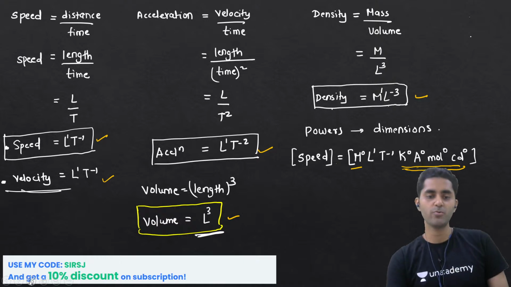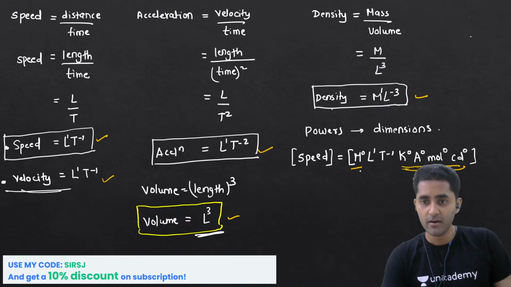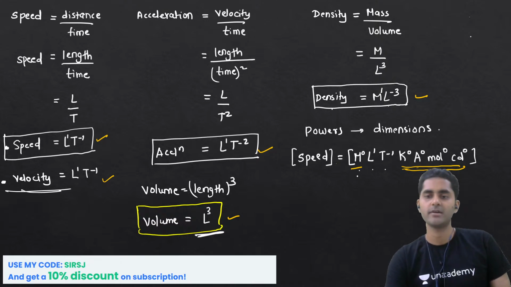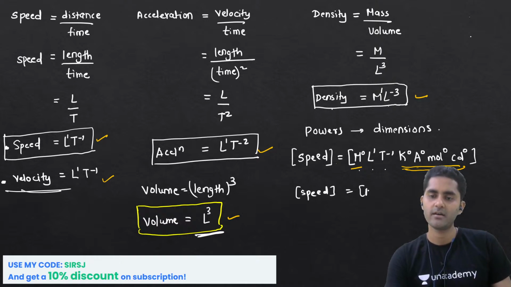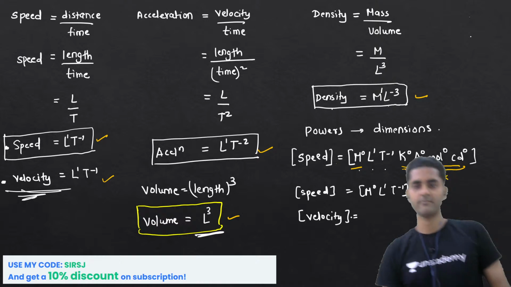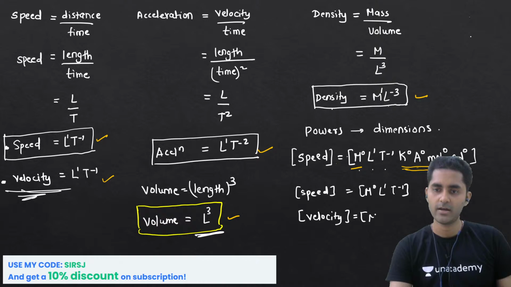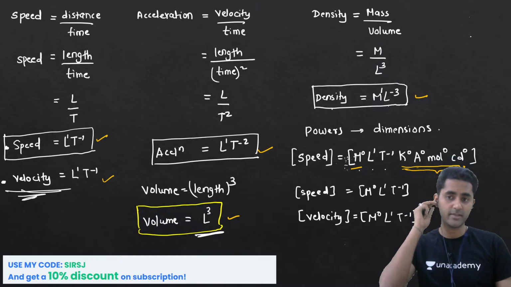So if someone asks you to write the dimensions, you only have to write the dimensions of mass, length and time. So for speed, the dimensions of speed are M0 L1 T-1: 0 in mass, 1 in length and -1 in time. Now just tell me what is the dimension of velocity. The dimension of velocity is L1 T-1, it depends on length and time only, so mass will be 0: M0 L1 T-1. Dimensionally, speed and velocity are equal, they have the same dimensions.